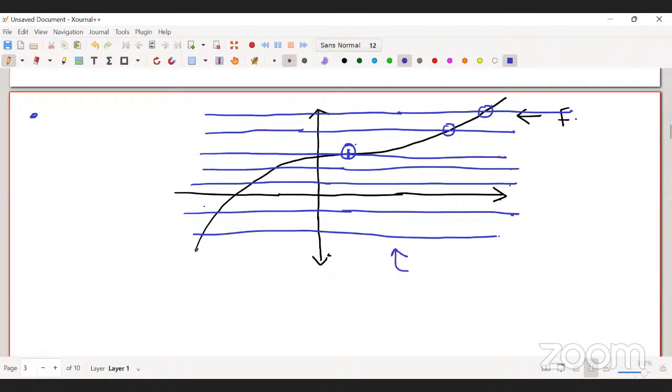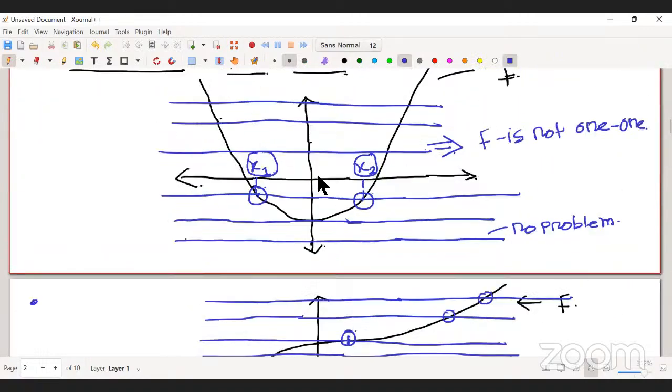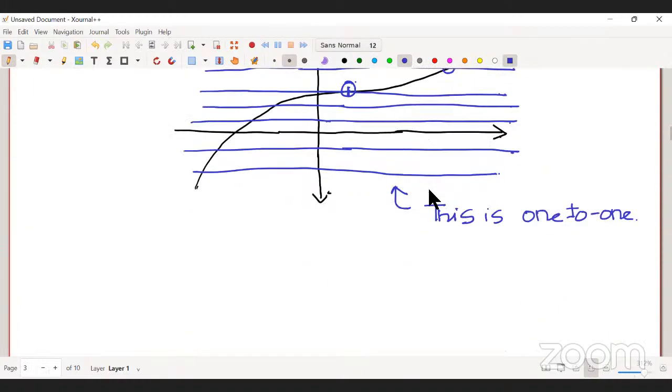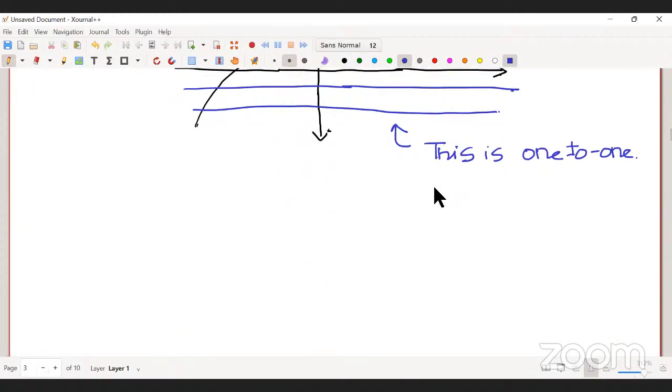That means this function is one-to-one. Clear? This is how we use the horizontal line test to check whether a function is one-to-one or not. Obviously, first we should have a graph of the function, and only then can we apply the horizontal line test. Now, the next thing: suppose we have a one-to-one function.